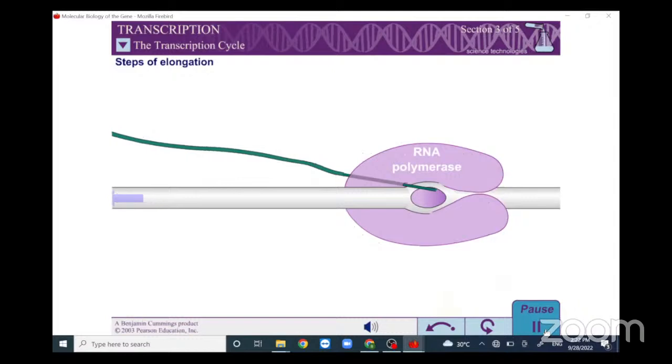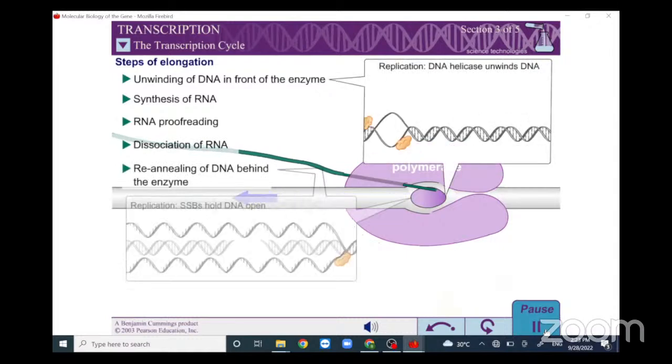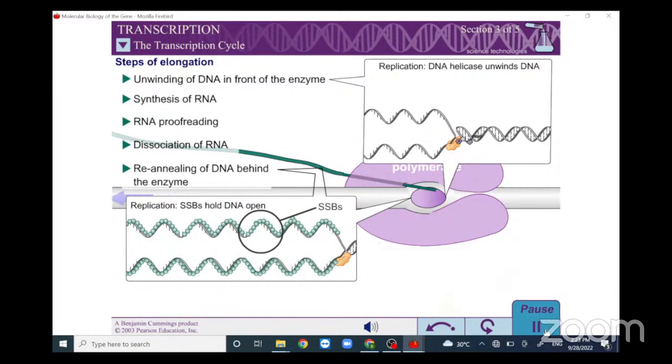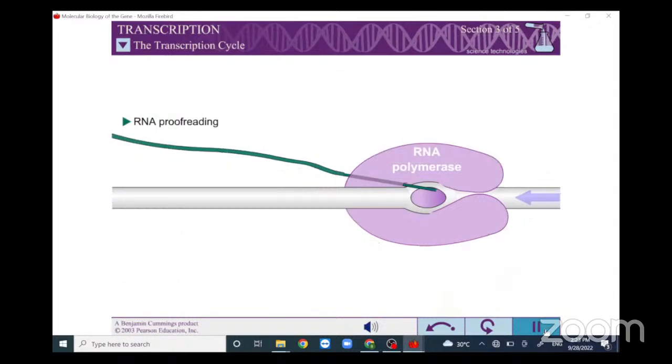Next, let's see the steps of elongation. In elongation, the entire thing is going to be done by your RNA polymerase. RNA polymerase is going to continuously synthesize your RNA. Then finally, RNA proofreading will be done. After proofreading, it has to dissociate the RNA. The RNA comes out. And once it dissociates, what happens? Same way as in your replication. Can you just understand this concept?